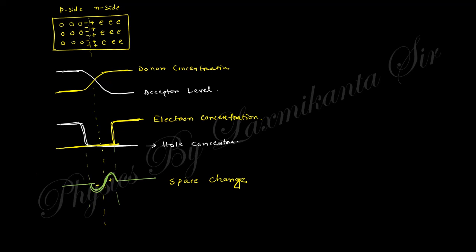Now the field barrier, if you draw the electric field, this electric field barrier will be like that. This is negative, so this is the electric field barrier.